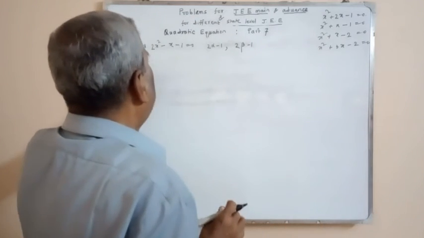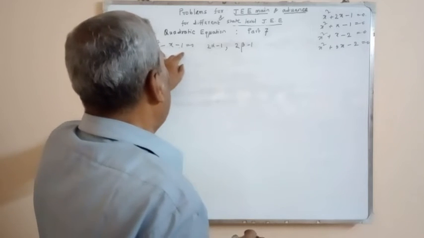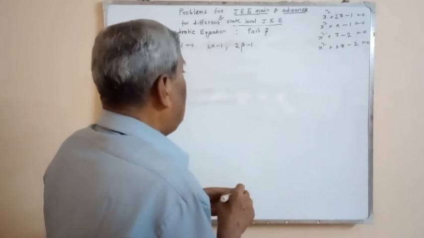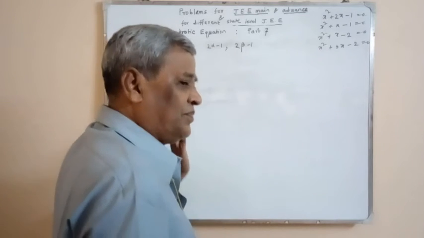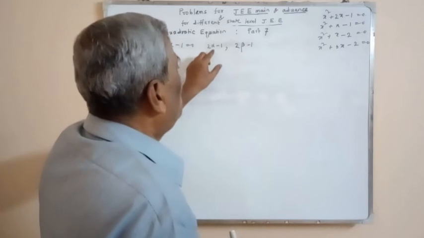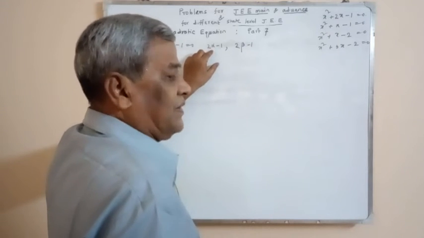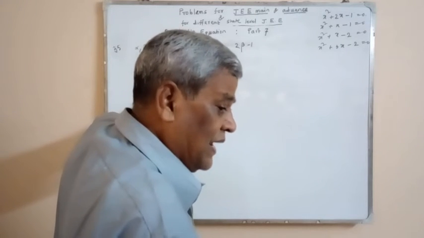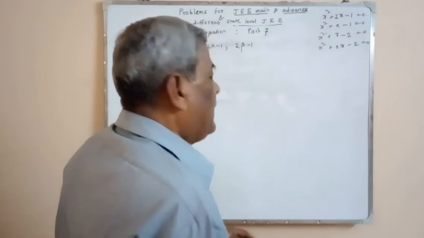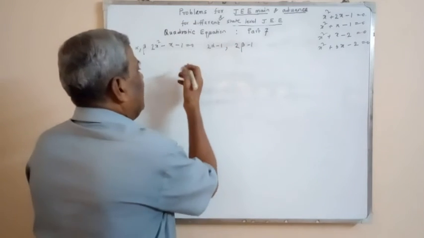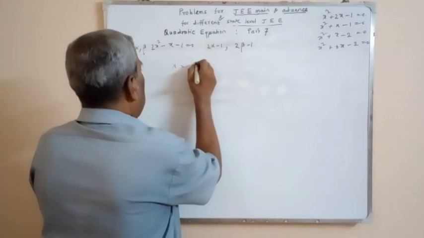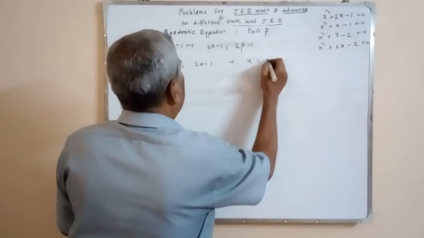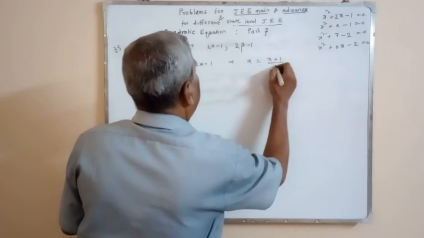The problem is alpha beta are roots of that quadratic equation. Then to form another quadratic equation whose roots are this and that. Here also the new roots are symmetric. If one is 2 alpha minus 1, the other is 2 beta minus 1, symmetric. So let us take x is equal to 2 alpha minus 1. From here we get alpha is equal to x plus 1 divided by 2.